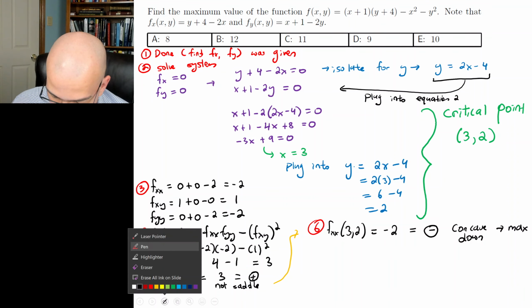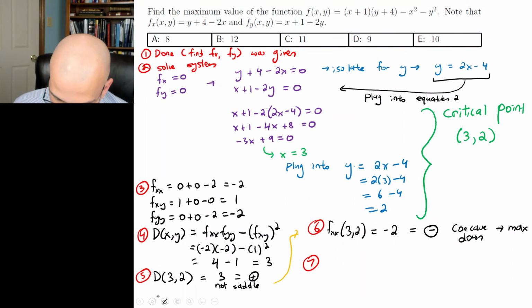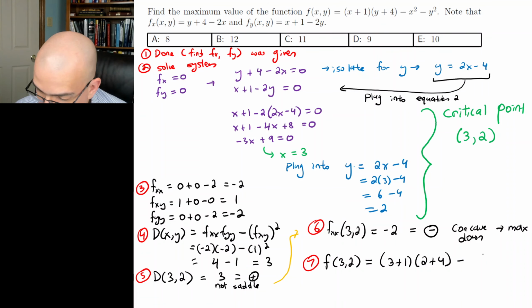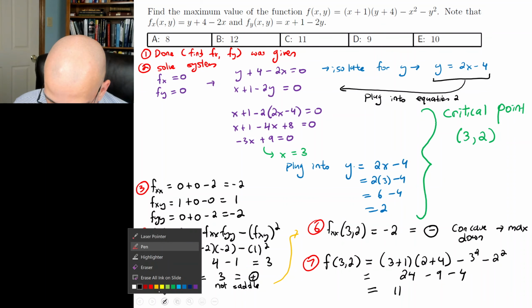And then step 7, find the value of the function. So the value of the function at its max is f evaluated at 3, 2. So that'll be 3 plus 1 times 2 plus 4 minus x squared, so minus 3 squared, minus y squared, so minus 2 squared. And then simplify, we have 4 times 6, 24, minus 9, minus 4. So I think that's 11. And that'll be our final answer.